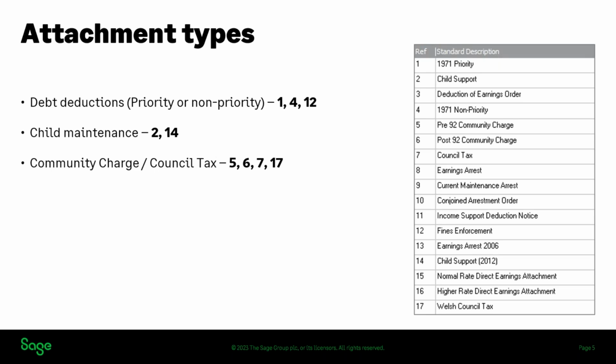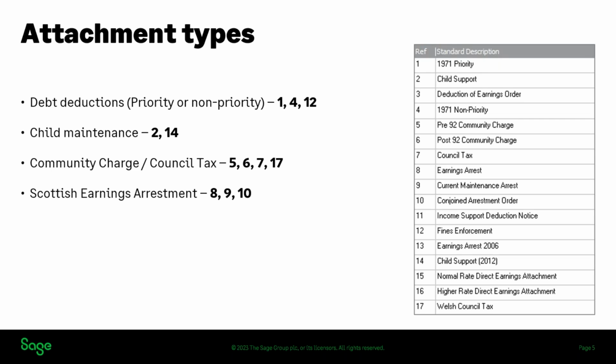The next ones relate to either community charge or council tax debt. The community charge was the official name of the poll tax back in the 90s. Not many of those around these days, but they are types 5 and 6 in your settings. You've then got council tax, which relates to all council tax debts, with the exception of Welsh council tax, with effect from the 1st of April, which has its own category, which is reference 17.